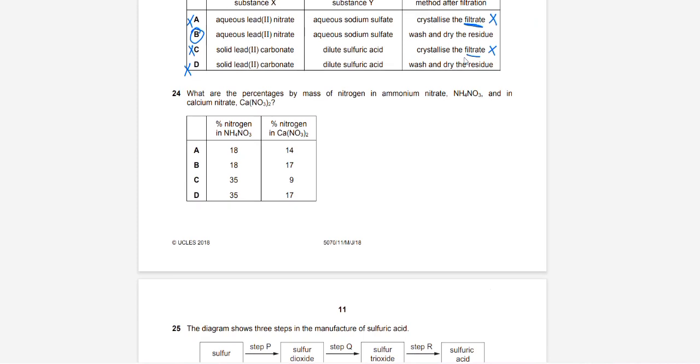What are the percentages of nitrogen in ammonium nitrate and calcium nitrate? Let's find out. Ammonium nitrate, NH4NO3. Nitrogen 14 plus 4, for 4 hydrogen, plus 14, plus 16 multiplied by 3, it becomes 48. So what will be its total mass? The total mass is 80.